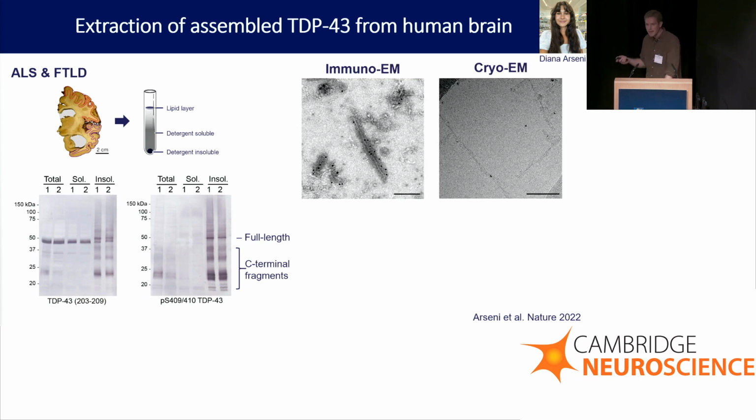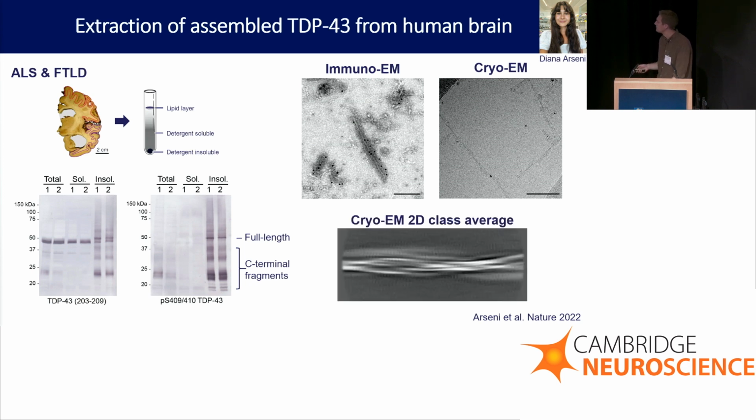So when she then put that on an electron microscopy grid and used gold-labeled antibodies against TDP43, she only saw filaments of TDP43, no other globular assemblies that had been seen with previous extraction methods. And this then enabled her to make cryo-EM grids and to perform cryo-electron microscopy on these preparations.